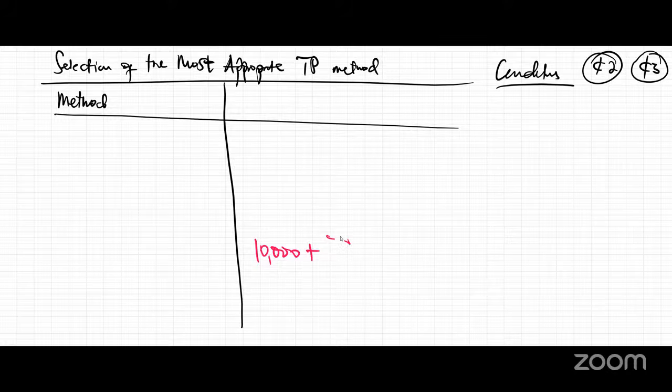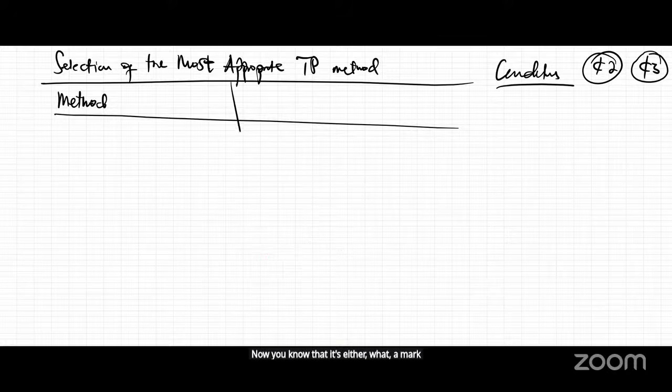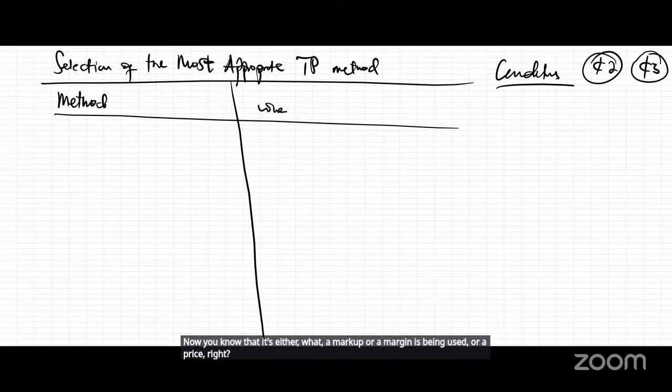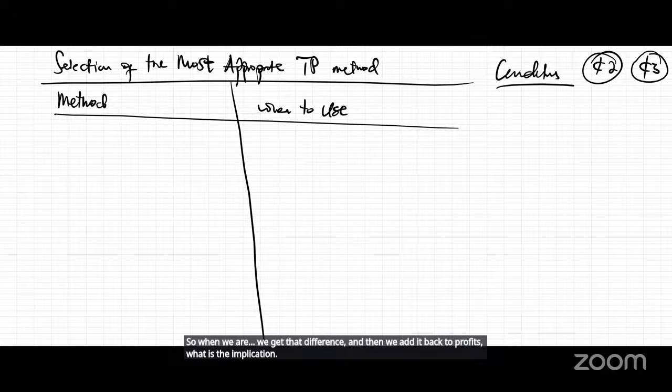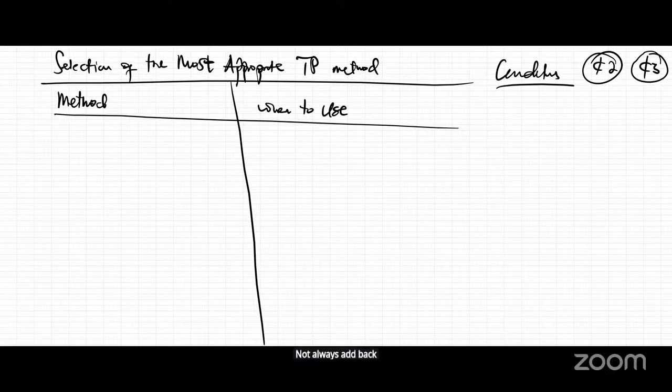So now you know that it's either a markup or a margin or a price being used, right? So let's look at the method. You are not fine with what? So when we get that difference and then we add it back to profits, what is the implication? Always add back. That is the implication. You are talking about the implication. You are still asking what is the implication.